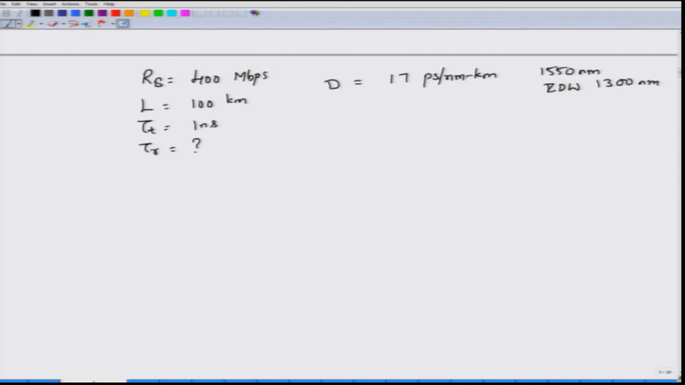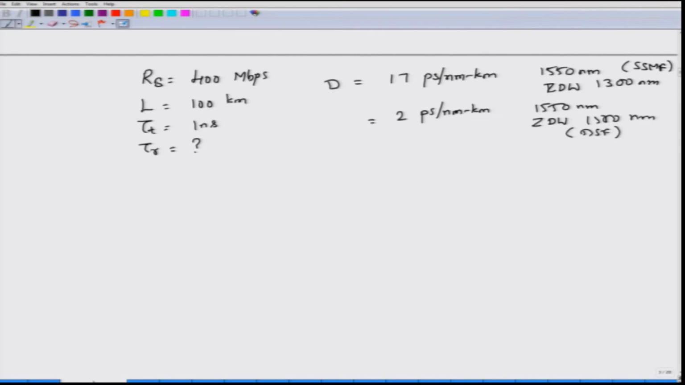Remember we talked about this in the previous module. However, this goes down to 2 picosecond per nanometer kilometer if I am working with the same 1550 nanometer operation, but the zero dispersion wavelength has been shifted to 1500 nanometer. This fiber is called the dispersion shifted fiber, and this fiber is called the standard single mode fiber. So, depending on these two you can satisfy the overall rise time.